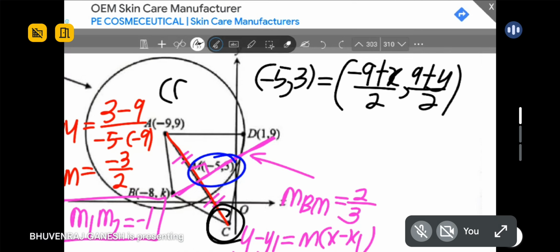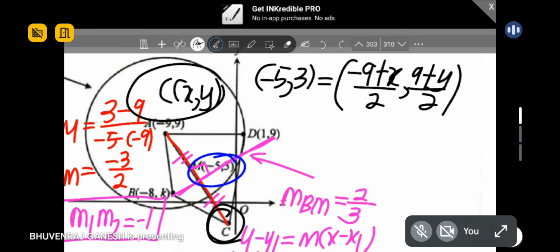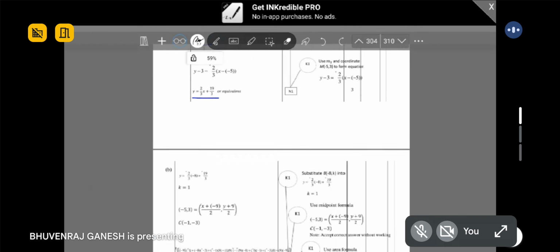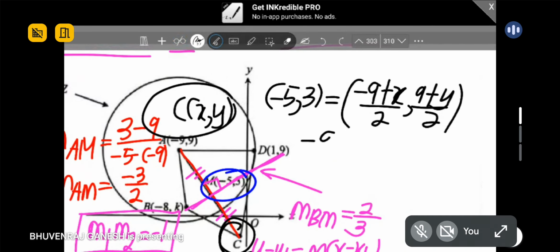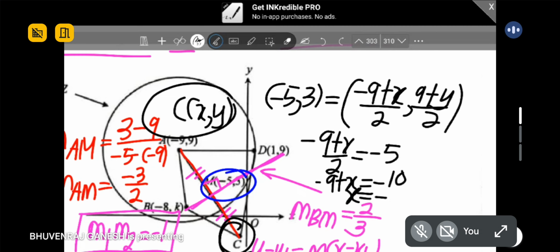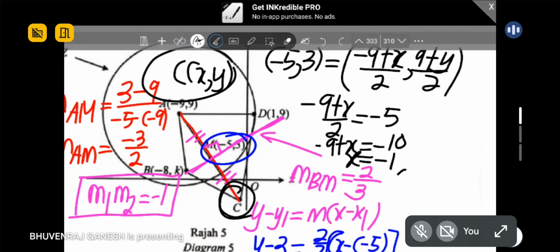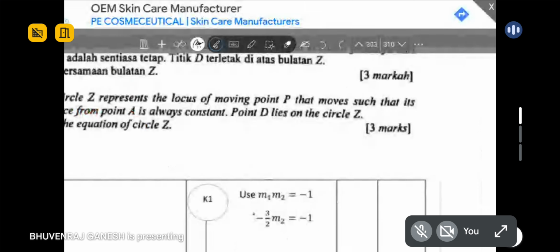Okay, I assume my coordinate C is x, y. Saya buat anggapan yang ni. Because I don't know what is coordinate C. So, I just call it as x, y. You can do like this. Just panggil dia satu coordinate. Alright, so you can now solve for C. You just compare left hand side, right hand side. So negative 9 plus x equal to negative 10. So x is equal to negative 1. Okay, you already got your x. Now find the y. So 3 equal to 9 plus y over 2. So 9 plus y equal to 6. Y, sorry.